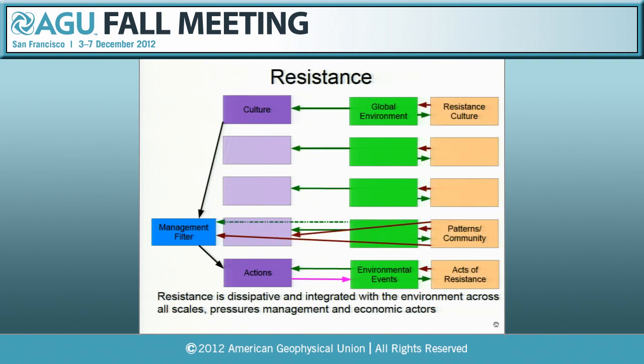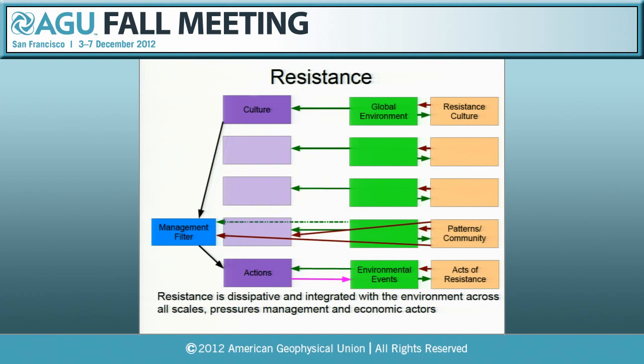A third part of the culture, or to some extent outside the culture, that's not often talked about, but it's actually a very important part of the world we live in, is resistance. And resistance is basically when people or groups of people step outside the culture. That is, they adopt a certain set of dynamics that does not fit within the capitalist culture.